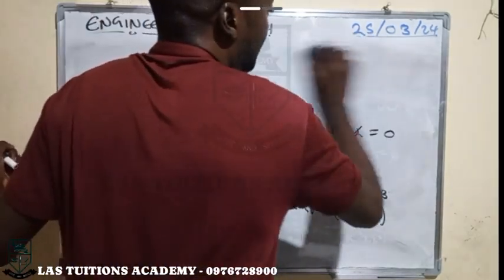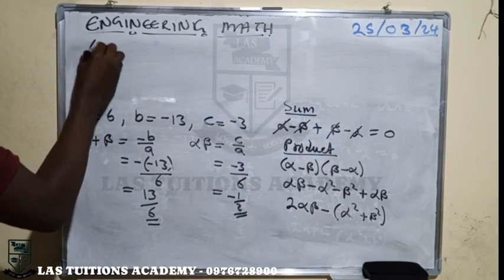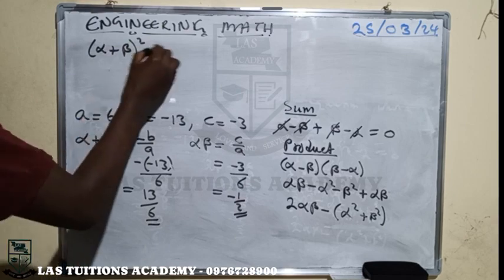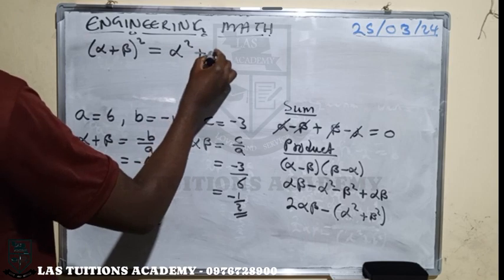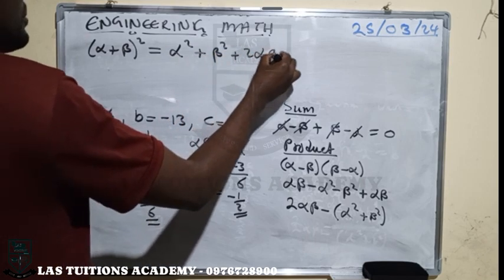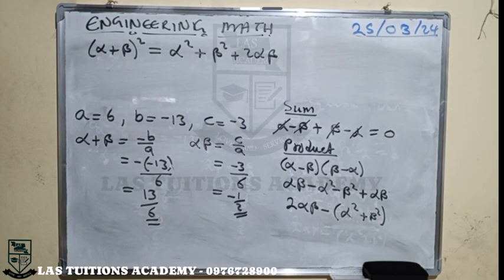So let's say we have alpha plus beta squared. When you square this, you're going to get alpha squared plus beta squared plus 2 alpha beta. That's what you get when you multiply alpha plus beta times alpha plus beta by itself.